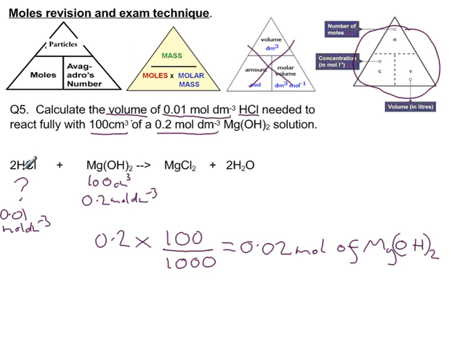So how do we get to the moles of hydrochloric acid? Well, yet again, it's there in the balanced equation. We look at the big numbers in front, the ratio. So the ratio of magnesium hydroxide to hydrochloric acid is 1 to 2. So how do we go from 1 to 2? The easiest way is by multiplying by 2. So the number of moles of magnesium hydroxide multiplied by 2 will give us the number of moles of hydrochloric acid.